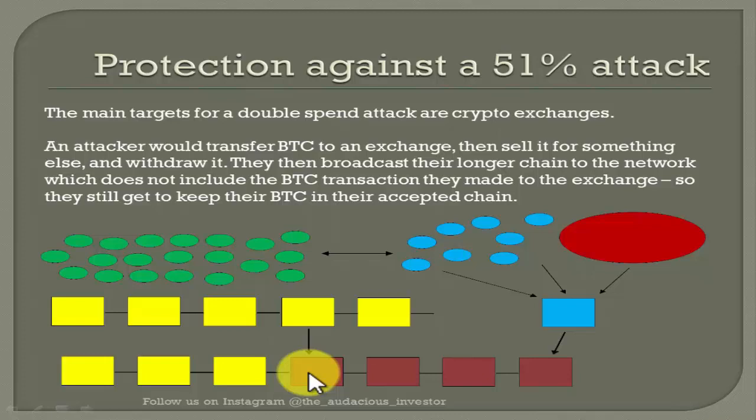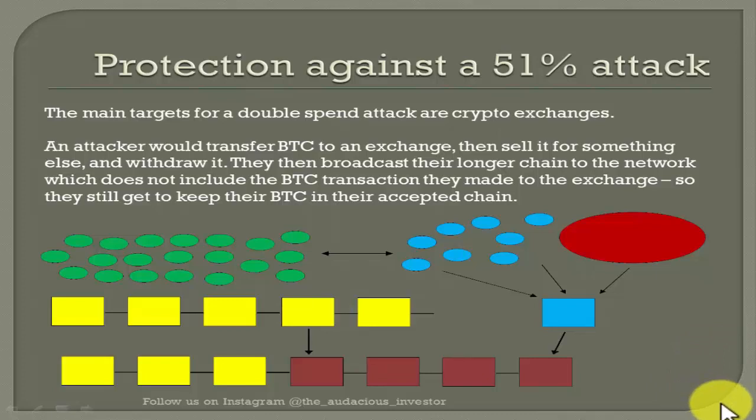So what they do is they then broadcast their longer chain to the network, which does not include the Bitcoin transaction they made to the exchange. So they still get to keep their Bitcoin in their accepted chain, in this chain here that's accepted by the network. They still get to keep the Bitcoin, but in the other chain, before they broadcasted their chain, they quickly sold their Bitcoin and withdrew the funds. And this is what you call a 51% attack.